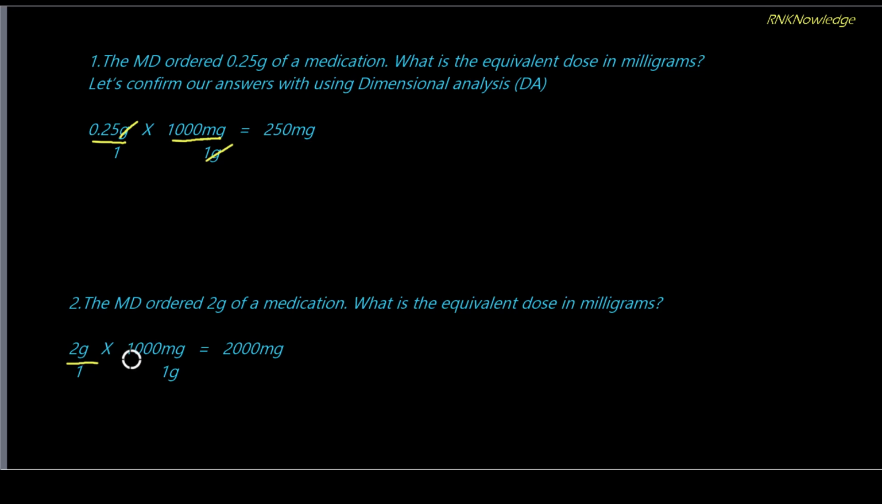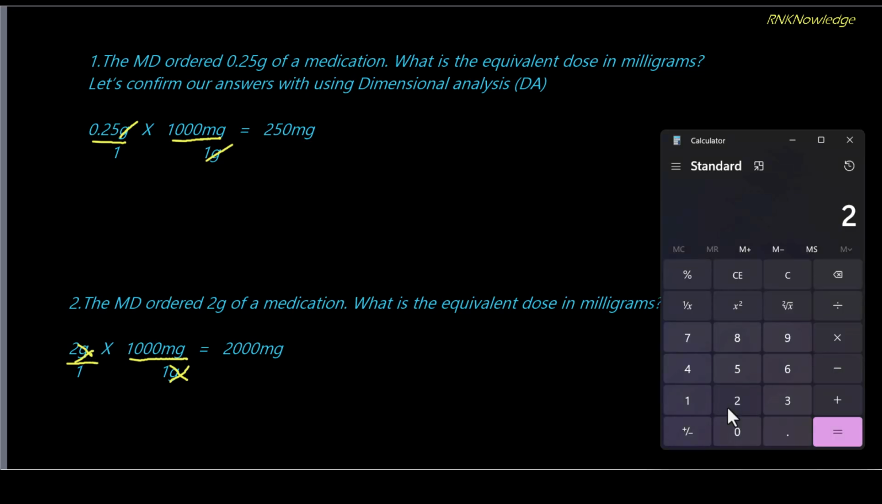This example is similar to number 1 as we are going from a larger unit to a smaller unit. The MD ordered 2 grams of a medication. What is the equivalent dose in milligrams? Set up the problem as what the MD ordered, 2 over 1, and we're going to multiply times 1,000 milligrams over 1 gram. The grams cancel out diagonally, and then we have 2 times 1,000 is equal to 2,000 milligrams.